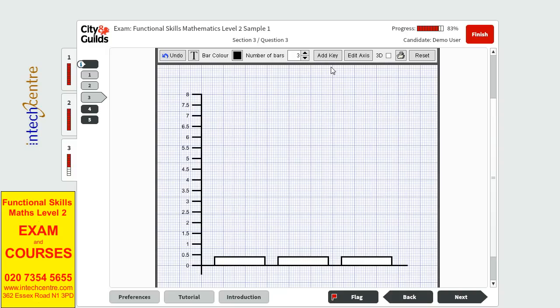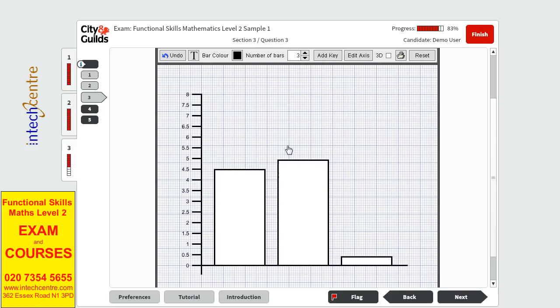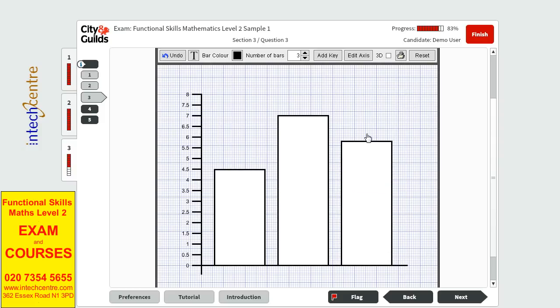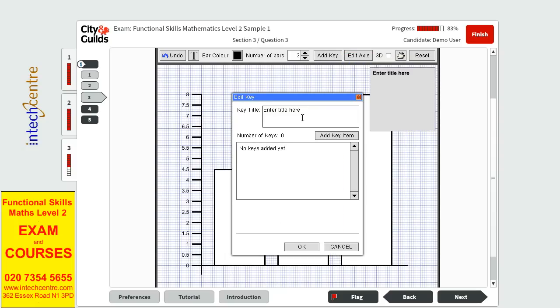We will have to add a key or use the text tool to put the titles for each bar. So we will start with 4.5, the design of bottle, which is right there. The next one is going to be 7, which is fragrance, and the last one, it will be 8. A bit higher. We click on add key.